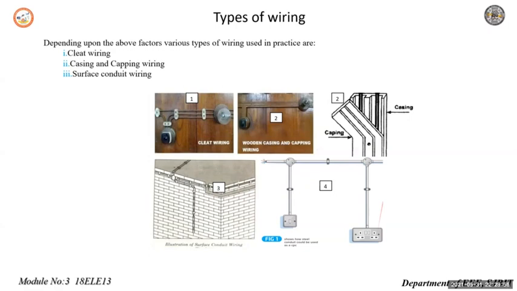Coming to the types of wiring systems. Depending on the various factors, various types of wiring are used in practice: cleat wiring, casing and capping wiring, surface conduit wiring, and so on. First of all, let us discuss cleat wiring. You can look at the cleat wiring diagram on the screen.